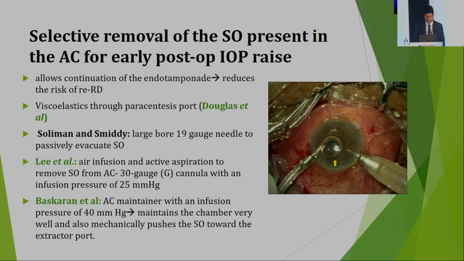So the best technique is using an AC maintainer with a high infusion rate, and then using another extractor port through another side port and extracting the silicone oil from the anterior chamber. At the same time, the anterior chamber will be filled up by air through the infusion cannula, and the anterior chamber will be maintained. There will be no collapse of the anterior chamber during this period, and there will be no migration of silicone oil from the posterior chamber into the anterior chamber.